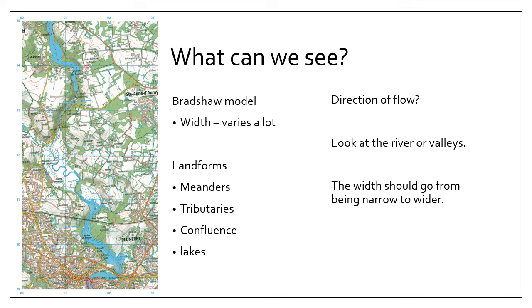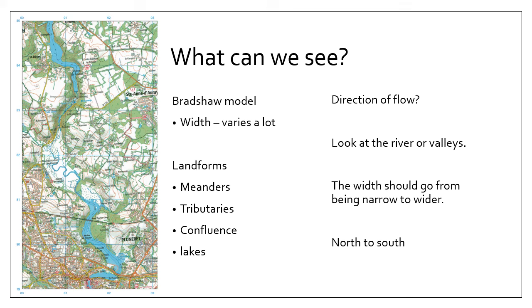In this particular case, it's quite hard to do because we've got a lake at the top and a lake at the bottom. So we need to look for other clues. In that particular case, we need to look at the valley. Now you can see at the top of the map, to the north, the valley is quite steep sided, and then as you get further down south where the meanders are, there is a floodplain.